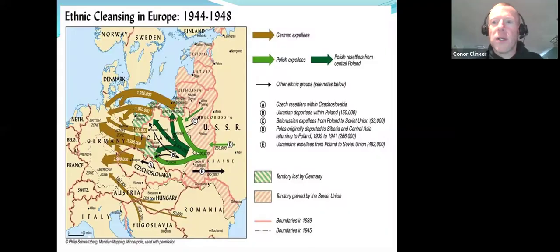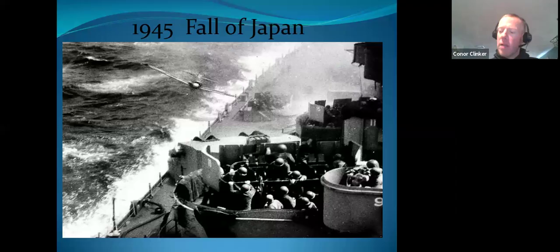Hitler would have loved this policy, but he was already dead. So the irony is Stalin actually did something Hitler would have done, which was to ethnically cleanse half of Europe and make Germany more German than it had ever been. So at this point, the Nazis are dead and buried, thank God. The Japanese are still fighting.